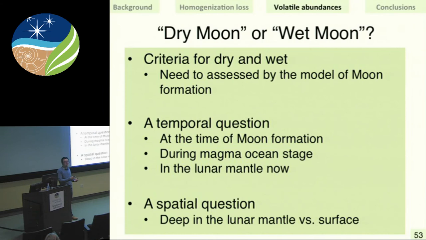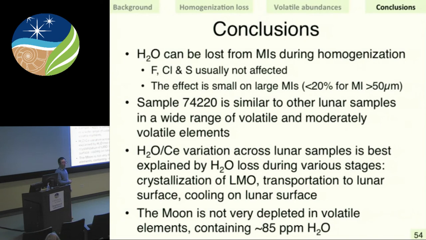So the shallow part of the moon could be dry, but the deeper part of the moon could still contain water. And another thing related to this topic is that most of the samples we have studied so far have strong europium anomalies. And that means all of these samples and their mantle origins have seen plagioclase segregation during the lunar magma ocean stage. So we don't have any signal from the primitive part when plagioclase has not been crystallized yet.